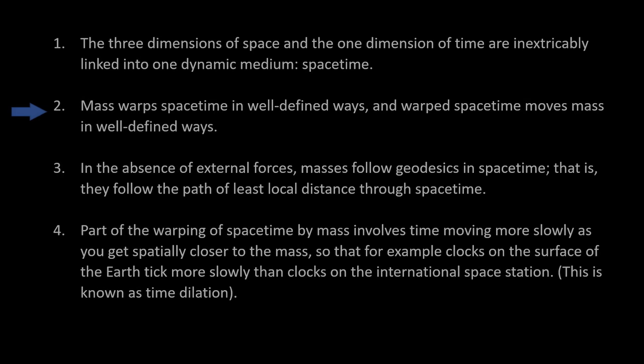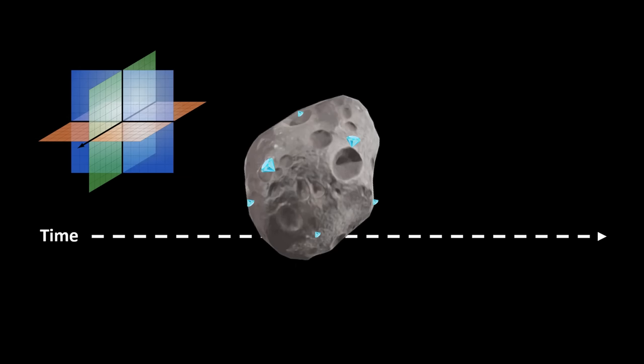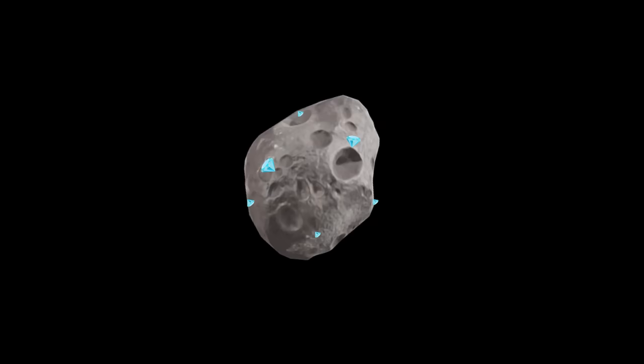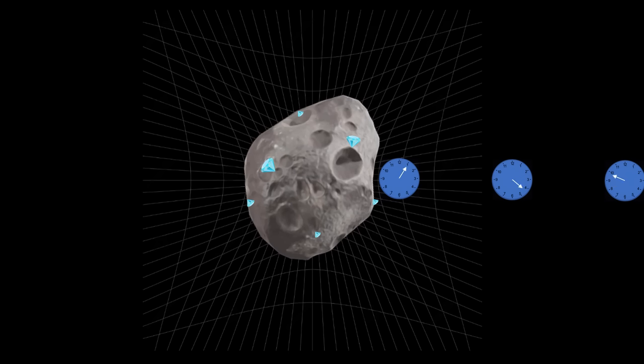Remember from our starting point: mass warps spacetime in well-defined ways, and that warped spacetime moves mass in well-defined ways. Let's think of the asteroid as being the only thing in spacetime, traveling forward in time but completely stationary in the three spatial dimensions. Its mass warps spacetime towards itself so that clocks at its surface tick infinitesimally slower than clocks farther away, and space is ever so slightly bent inwards towards the asteroid.